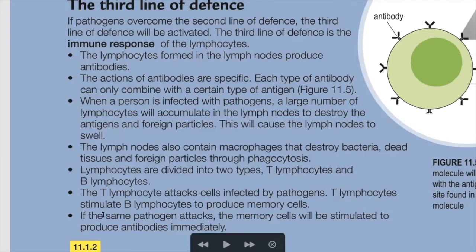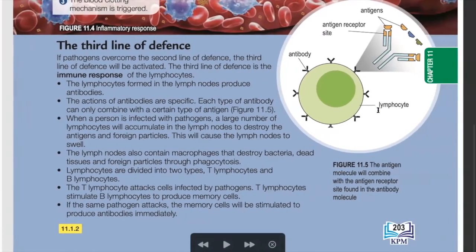T lymphocyte will stimulate B lymphocyte to produce memory cell. Apa pentingnya memory cell ni? If the same pathogen attack, the memory cell will be stimulated to produce antibody immediately. Sebagai contohlah, awak kena infected disease A. So T lymphocyte tu dia akan hasilkan antibody untuk melawan benda tu. Dan at the same time, T lymphocyte tu dia akan hantar signal kepada B lymphocyte untuk menghasilkan memory cell. Bila ada memory cell, maksud dia ingatlah, okey, dulu bakteria A pernah menyerang aku. So buat antibody yang sama. So dia dapat menghasilkan antibody dengan lebih cepat. Okey, untuk membunuh bakteria. So ni awak tengok kat sini.